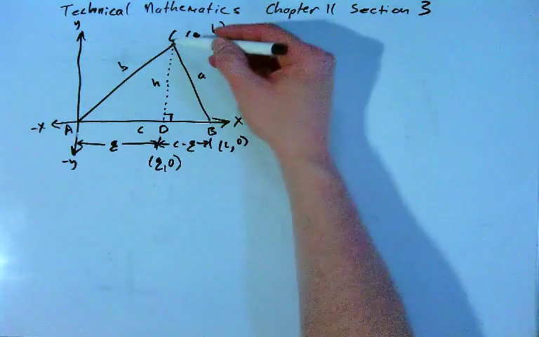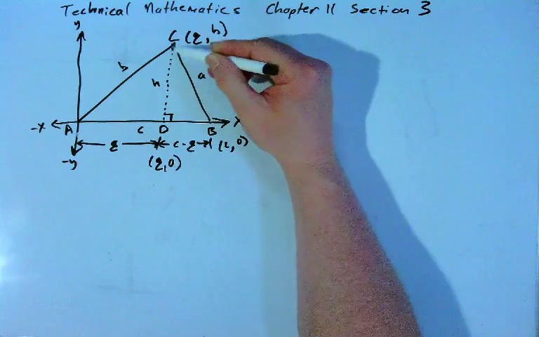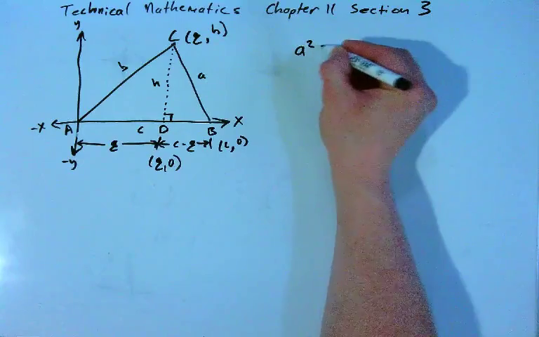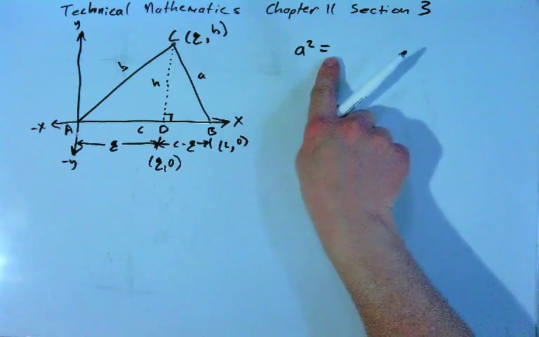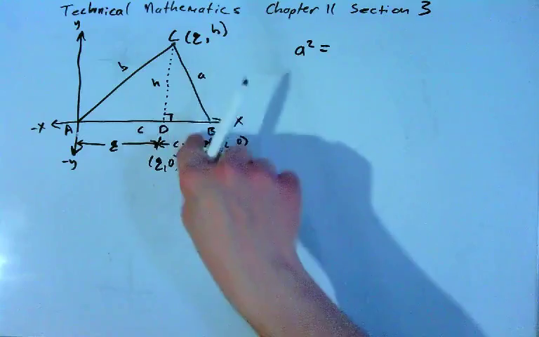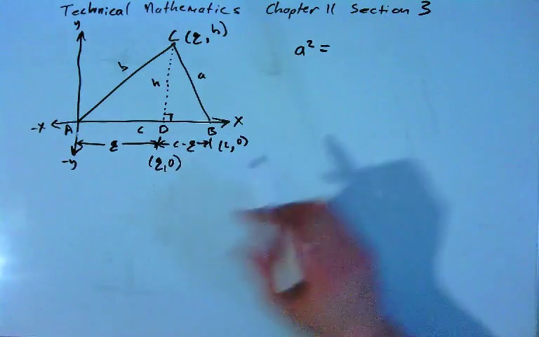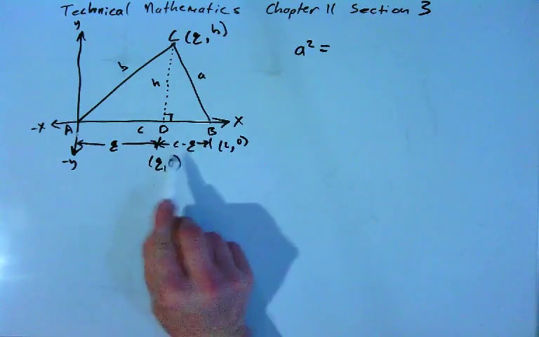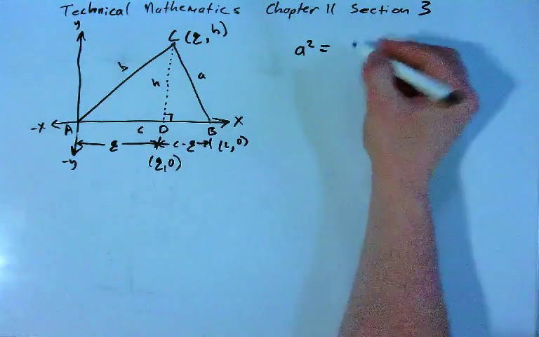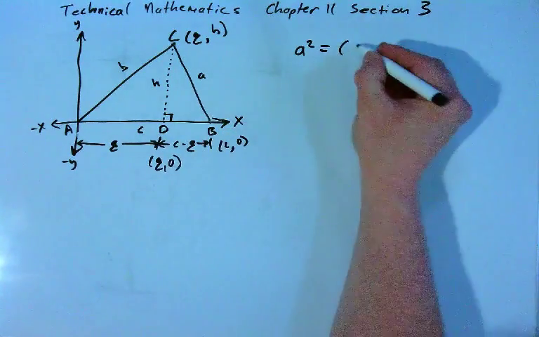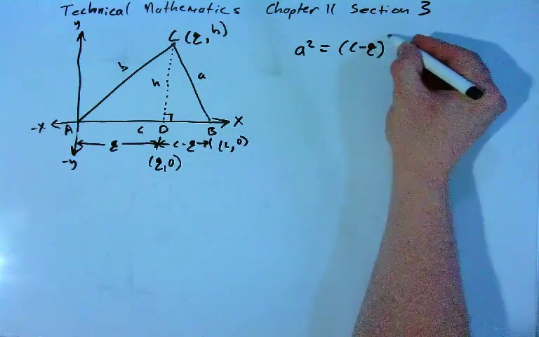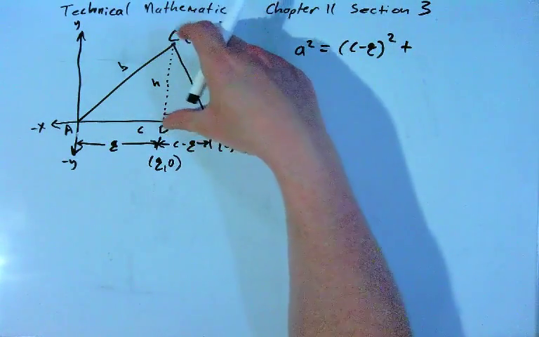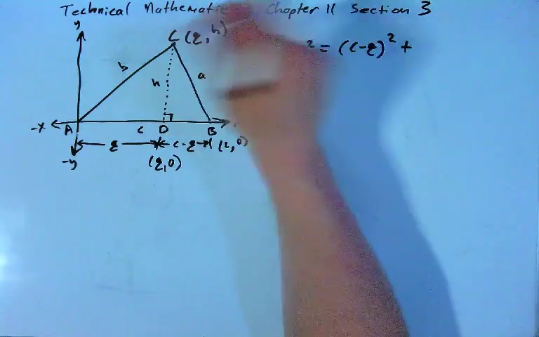Let's use this information to apply the Pythagorean theorem to the right triangle here on the right. So the hypotenuse is A. The Pythagorean theorem says that the hypotenuse squared should be equal to the sum of the squares of the other two sides. This side of the triangle has length C minus G. The theorem says to square that length and then add to it the length of this side. And the length of this side is H.